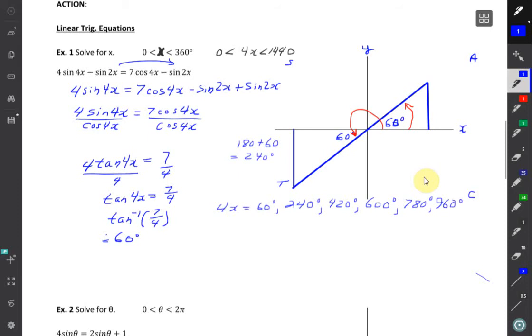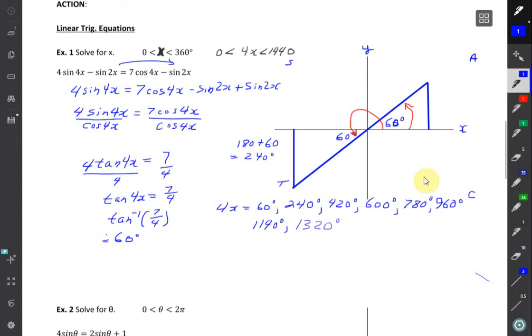I'm running out of room, so I'm going to come down here, and I'll do that one more time. 780 plus 360 is 1140. And finally, 960 plus 360 is 1320.